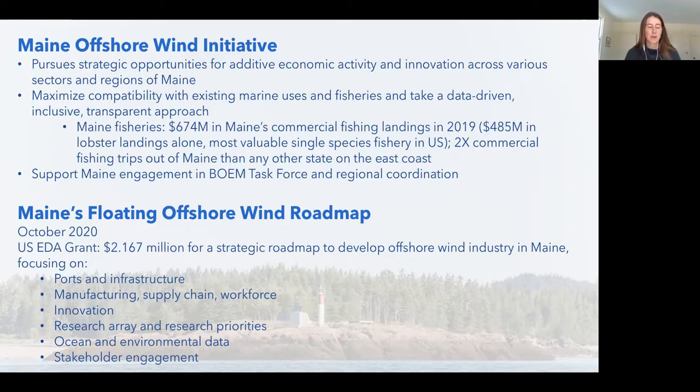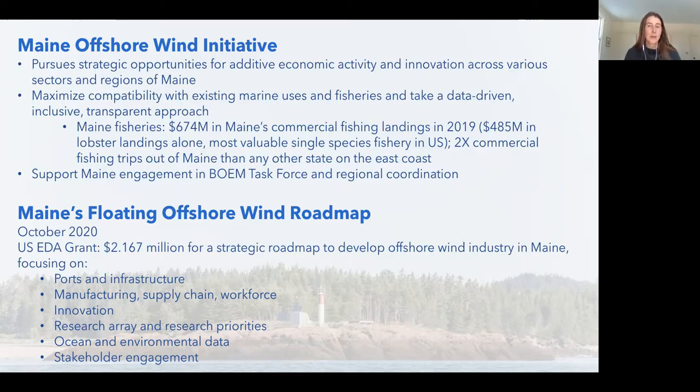We are, from a planning perspective, embarking on the development of a comprehensive roadmap that will outline strategic opportunities for the state to pursue across a variety of different fields. When you look at our ports and infrastructure, what assets do we have now? What should we consider for the future? What's the state of our supply chain and how it can support our workforce, how it can support the existing offshore wind industry that is growing in the US, and then how it can support future opportunities as well.